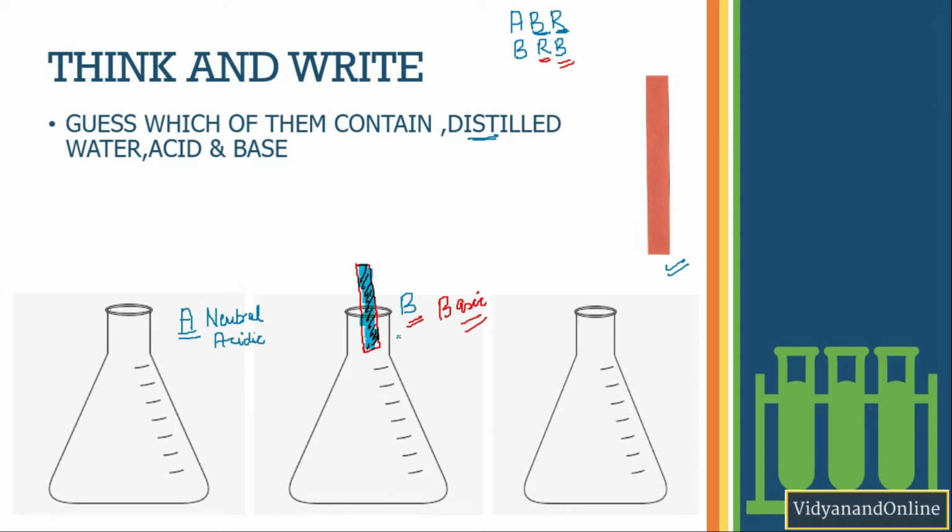Now after dipping this red color litmus paper into the beaker B, now you are having the blue color litmus, right? And now if you are dipping it in the beaker number C, so if the color is not changed, it means that C is a distilled water, right? Because distilled water is a neutral one, it won't change the color. Whereas if you dip this blue color litmus paper into this A bottle, the color will change from blue to red. So this is how you are going to solve this.